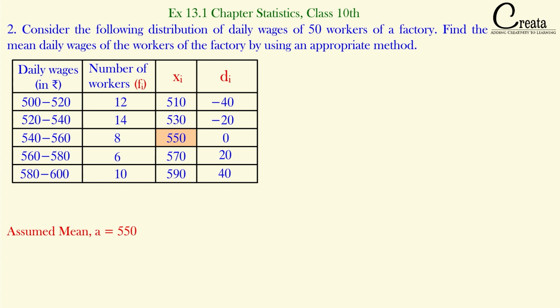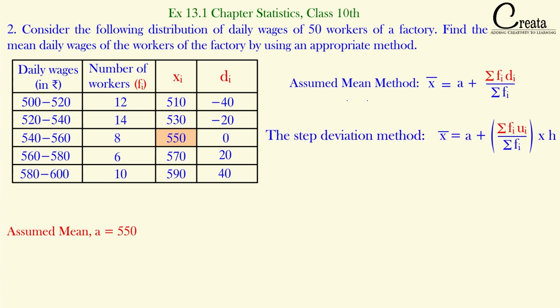Either we can use the assumed mean method, in which we have to calculate Fi into Di, or we can move to the next method, that is the step deviation method, which we can only apply if the class size is a common factor of the deviation.